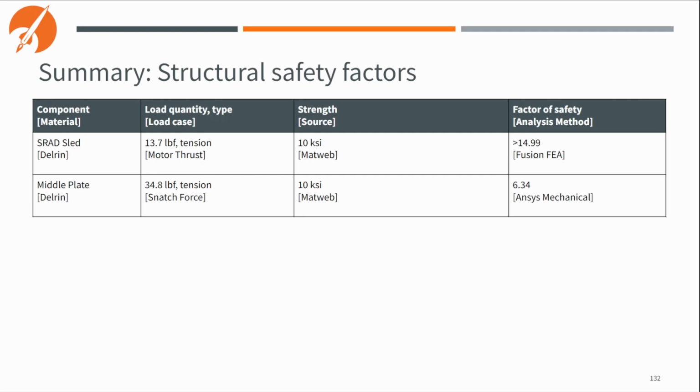And then there's a downward middle plate, which retains the sleds in during snatch force, and initially it was an 1/8 of an inch thick, and when we ran the simulations there was an insufficient safety factor, so we increased the thickness to 1/4 inch and reran them, and we found that it was now satisfactory.